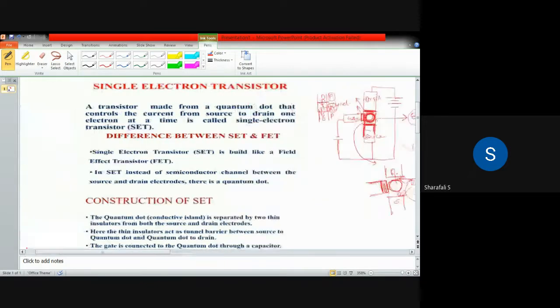Now, if you further consider, this difference we have already covered. Basically, these single electron transistors are built like a field effect transistor. The configuration is almost the same, but in a SET, that is, a single electron transistor, instead of the semiconductor channel between the source and drain electrodes, there is a quantum dot. That is the first basic difference. And also we are having two tunnel junctions in the case of a SET.